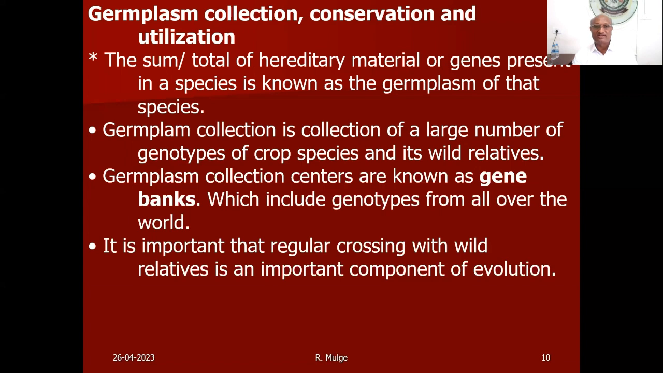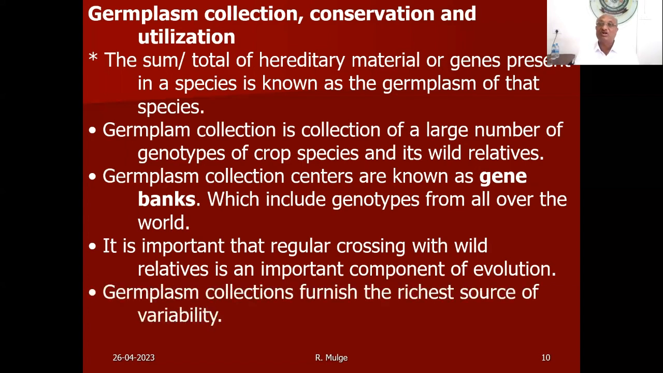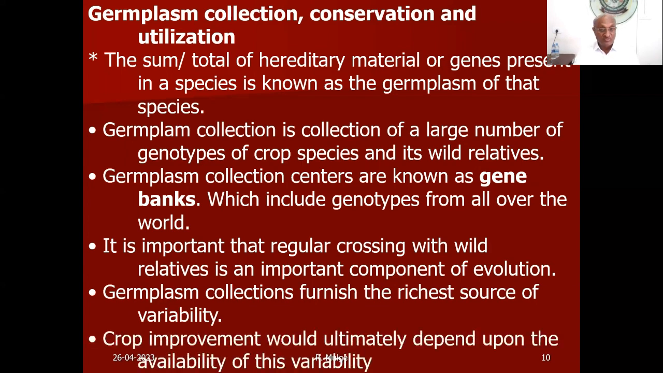So regular crossing with wild relatives is an important component of evolution, right? It is never ending. It's a continuous process, even in the future also. Germplasm collection furnishes the richest source of variability. It's a small area where you have the maximum collection. That's what I said. Crop improvement would ultimately depend upon the availability of the variability.